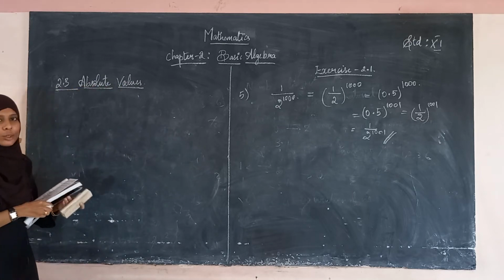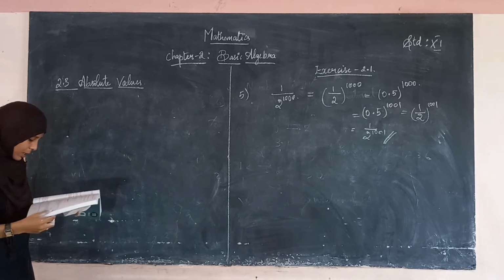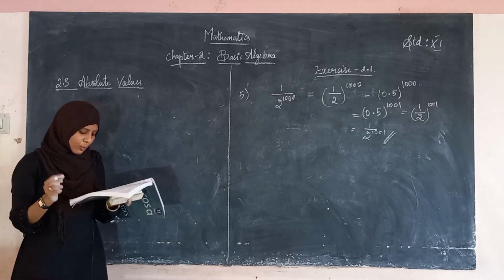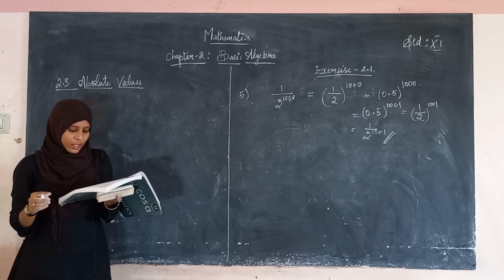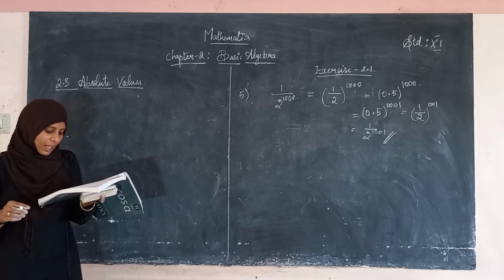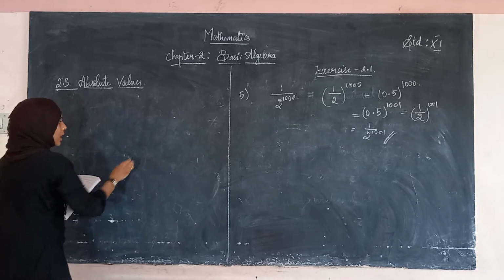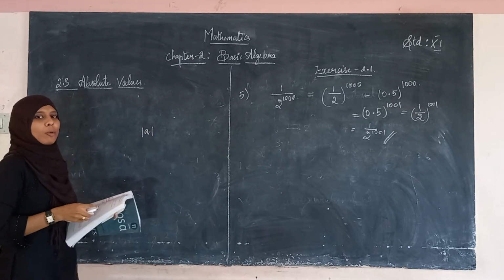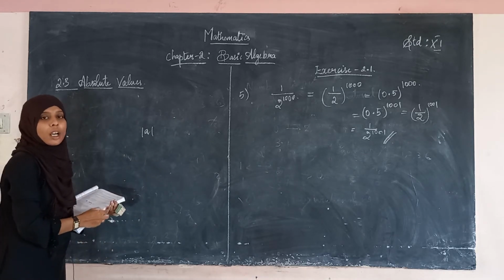Absolute values. Now, we are going to see what absolute values are. See here, they have given a definition. The distance of a number a belonging to R from 0 on the number line is called the absolute value of the number a and is denoted by modulus of a. This symbol is modulus. So modulus of a is used to represent the absolute value.